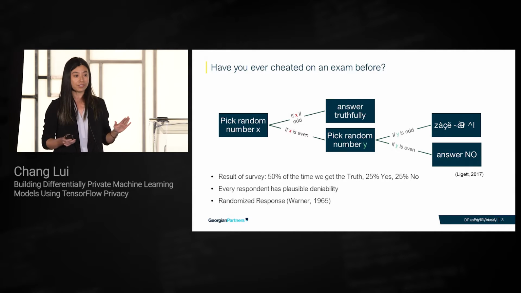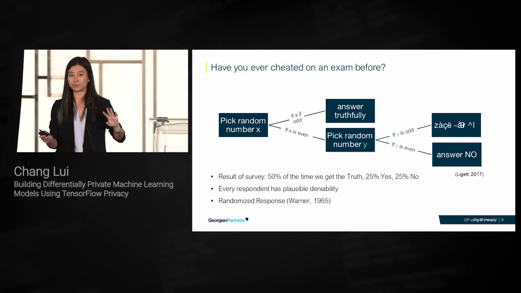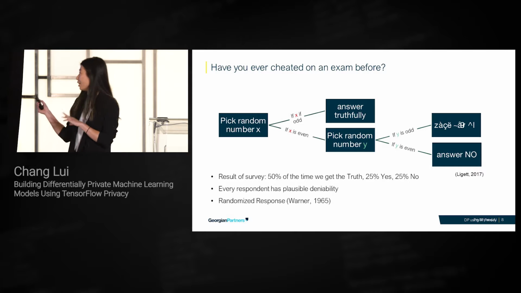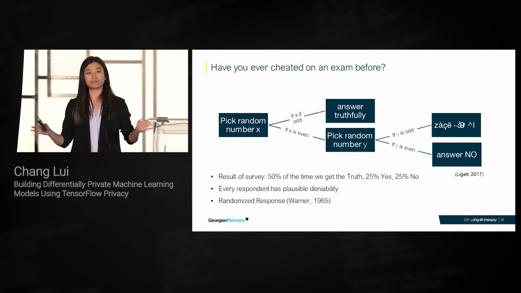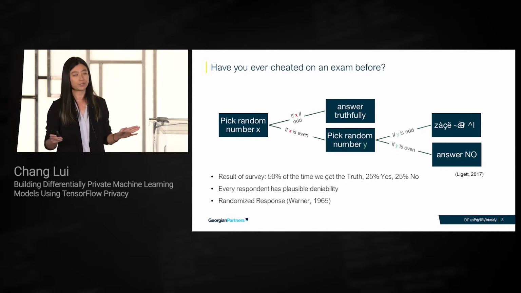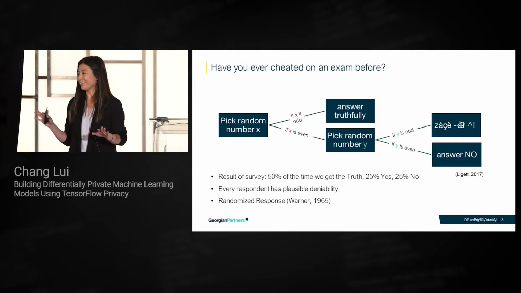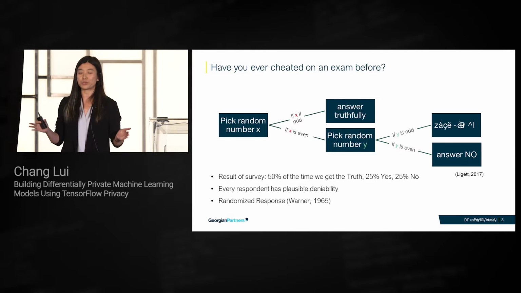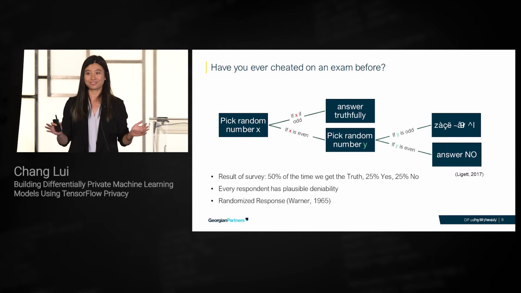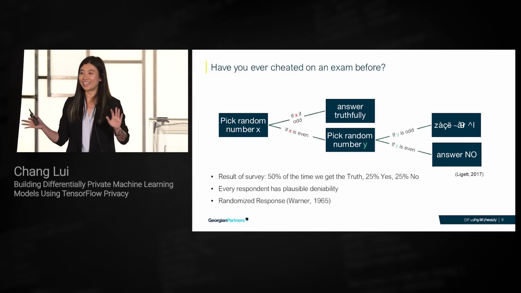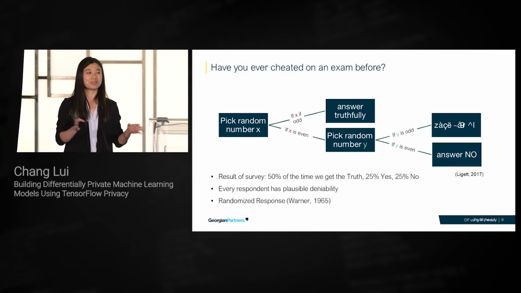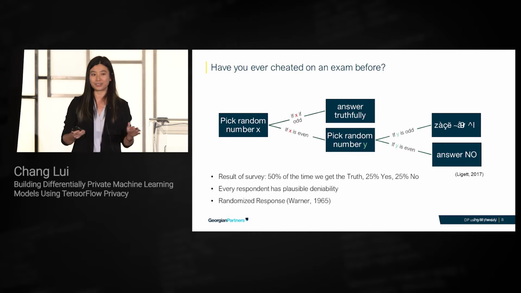But if that number is even, then think of a second random number in your head between 1 and 10, okay? And if that second number is odd, then regardless of what your true answer is, just answer yes, okay? And if that second number is even, then just answer no, okay? You all got that? All right, so let me ask this question. Who here has cheated on an exam before? Raise your hand if you answer yes. A few hands. Okay, looks like there's maybe 30 to 40% of the people here.